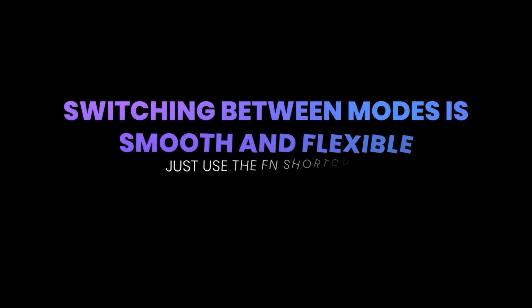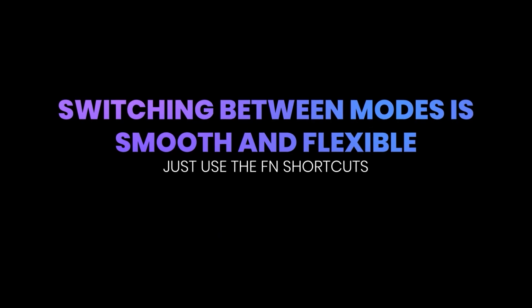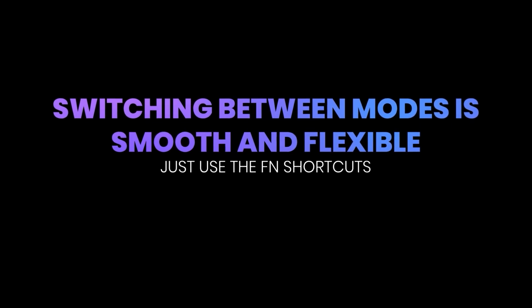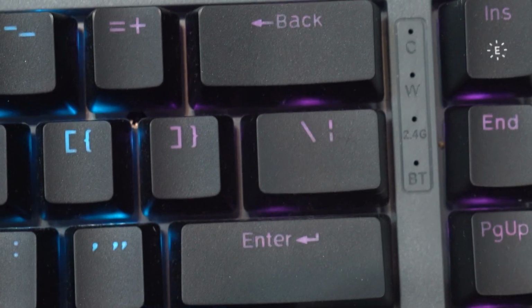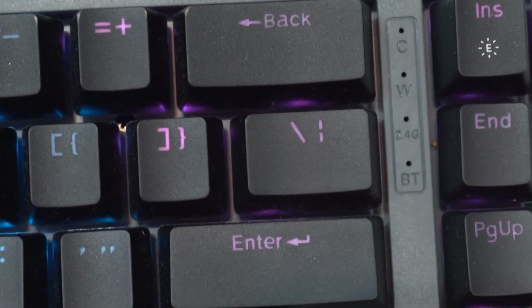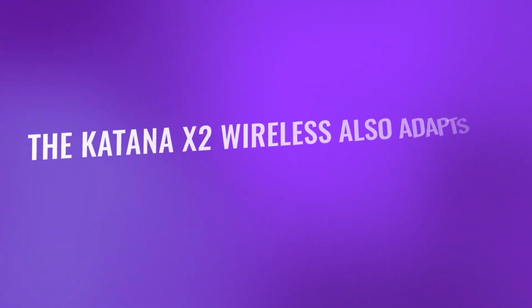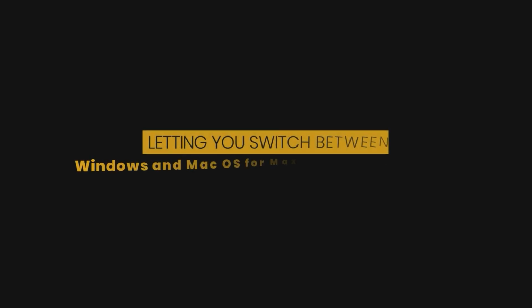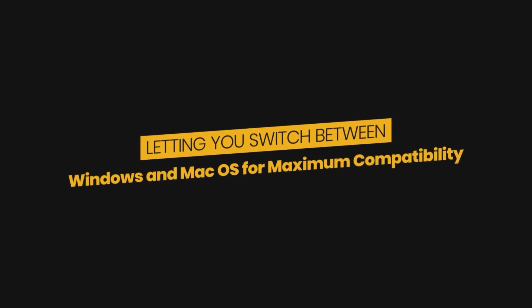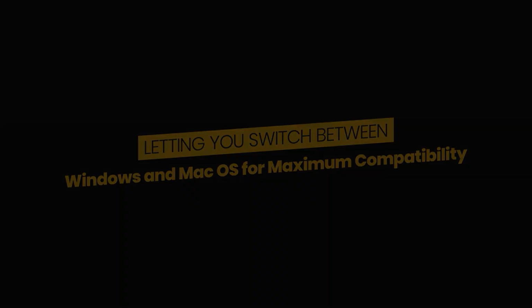Switching between modes is smooth and flexible. Just use the FN shortcuts for Bluetooth devices and slide between modes as needed. The active mode is always shown on the LED indicators. The Katana X2 Wireless also adapts across systems, letting you switch between Windows and Mac OS for maximum compatibility.